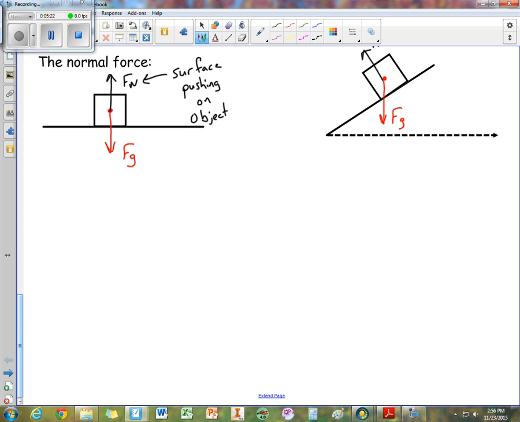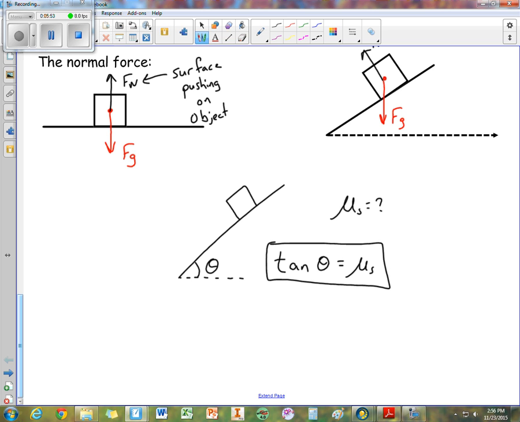A final note, this is kind of a fun experiment you could do. If you want to know what the coefficient of static friction is, what you could do is set something on an inclined plane, and you can adjust the angle. And as it turns out, the tangent of the angle will equal the coefficient of static friction. And if you want, I can derive that for you if you want to know where that comes from. But it's a really cool way of finding out what the coefficient is between two surfaces.